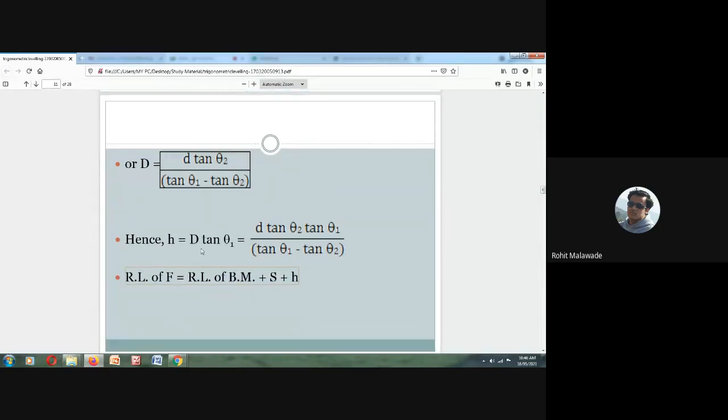Now H is equal to D tan theta 1, so the height H can be given by d tan theta 2 into tan theta 1, divided by tan theta 1 minus tan theta 2. So this is how you can calculate the distance between O1 and F.